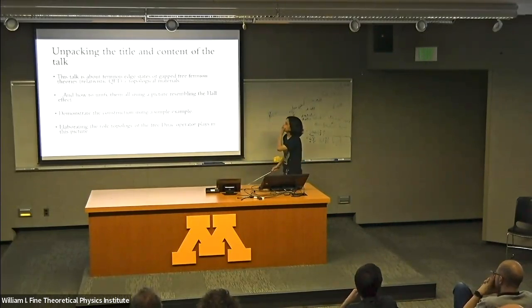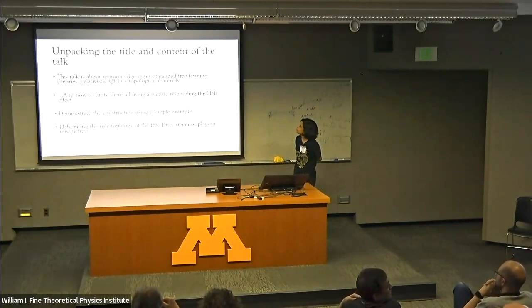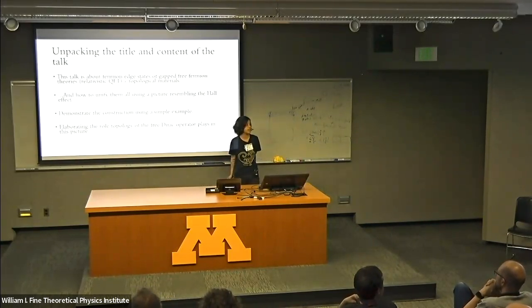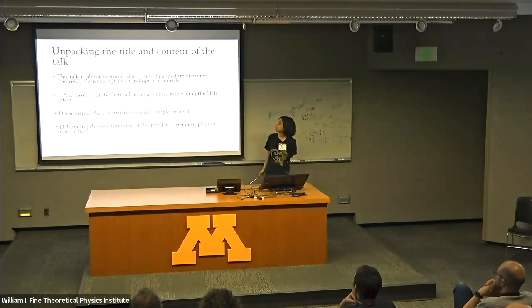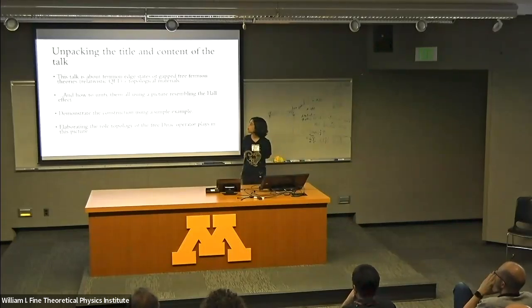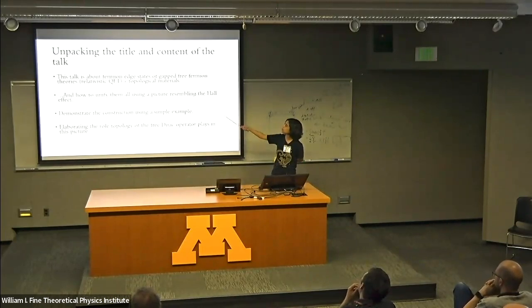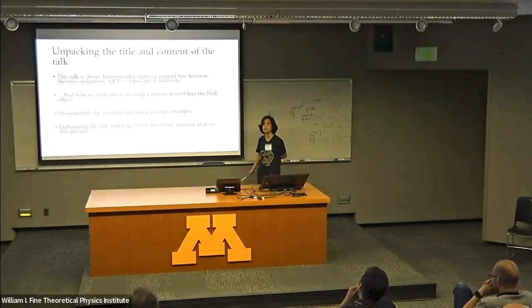So what is this talk about? Let me unpack the title a bit for you. This talk is about fermion edge states in gapped free fermion theories. Mostly I'll talk about just relativistic quantum field theories. But as you know, they describe the physics of topological materials very well. And so what I'm talking about is relevant for topological materials.